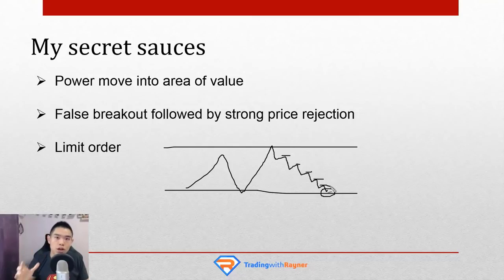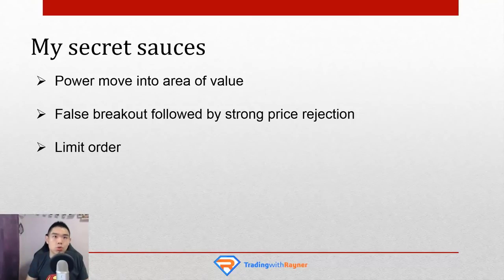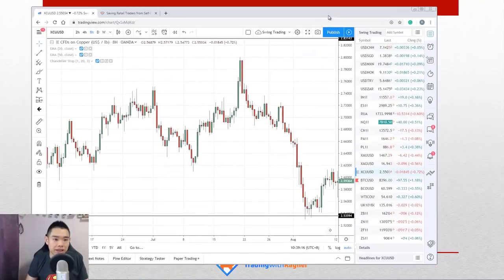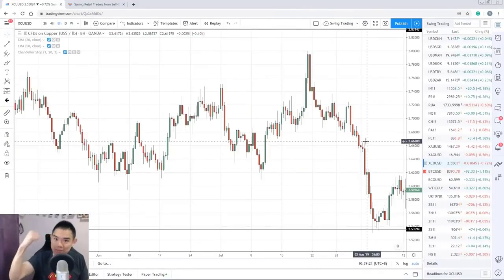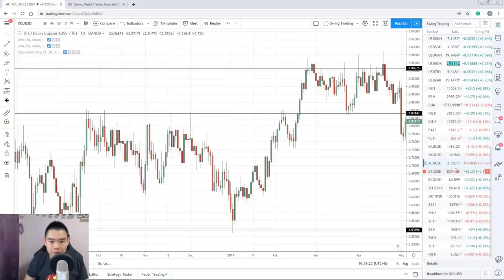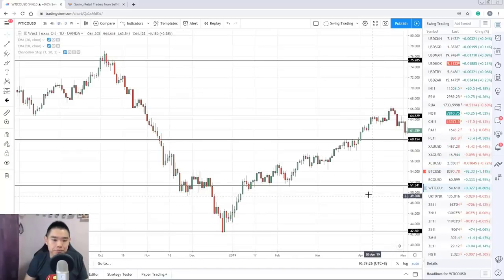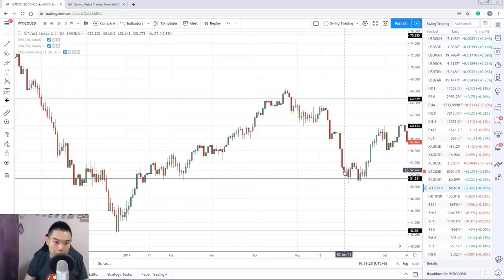I only look for a strong power move. So in case you do not know what's a strong power move, just a quick recap. Look at this, strong power move into a level, strong power move. And let's see, we talk about the crude oil one as well. Again, strong power move into a level.